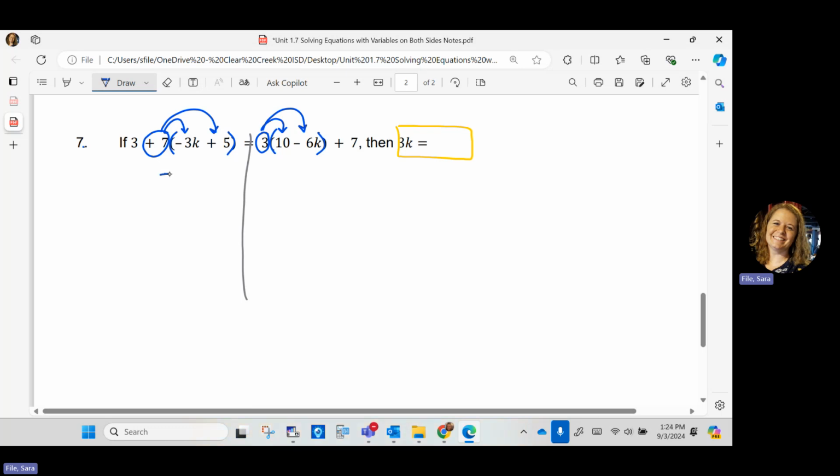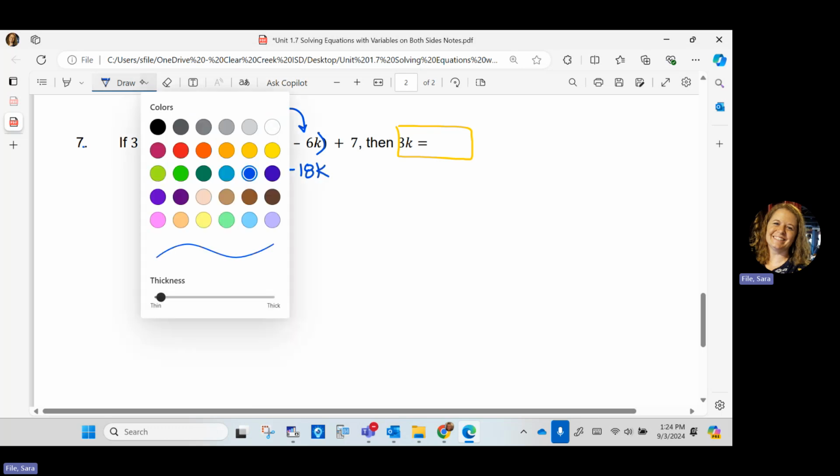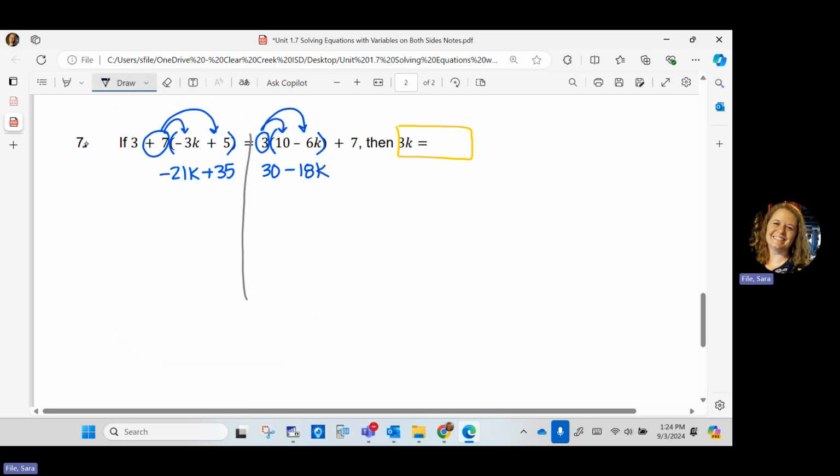So over here, that's -21k plus 35 for the distribution. And here it's 30 minus 18k for the distribution. Everything else in the equation stays the same. That 3 is still in front, and this +7 is still at the end. Okay, I did my distribution.